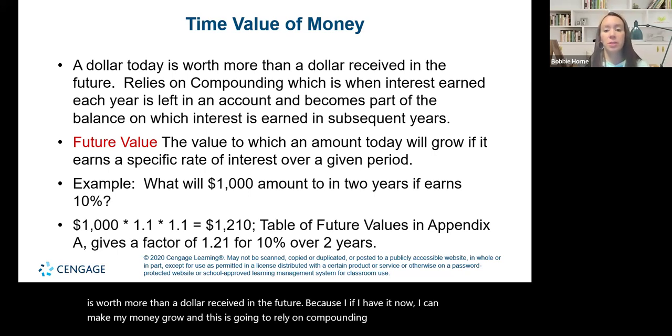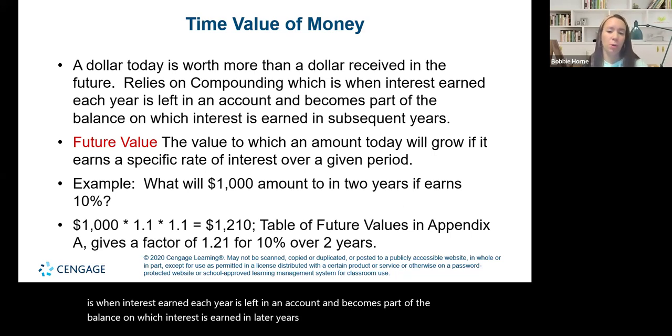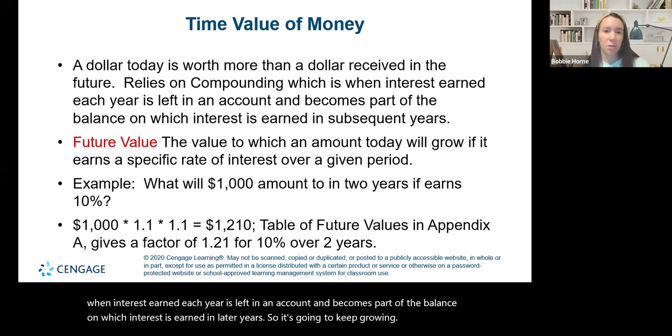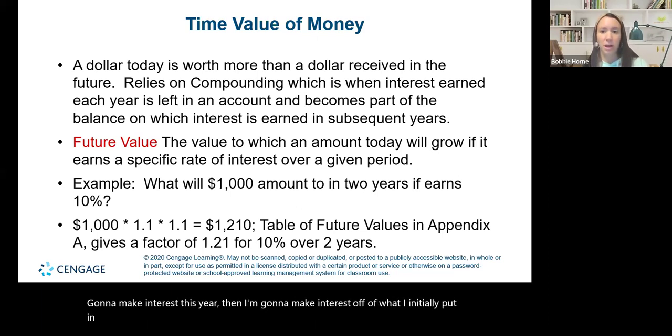Okay, so this is when interest earned each year is left in an account and becomes part of the balance on which interest is earned in later years. So it's going to keep growing. I'm going to make interest this year. Then I'm going to make interest off of what I initially put in plus the interest that I made. So it's interest growing on interest.